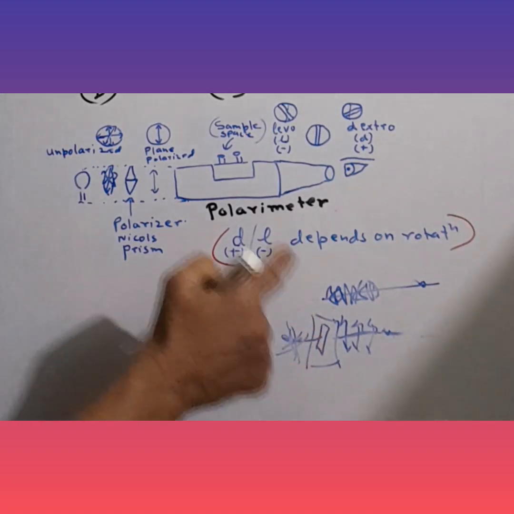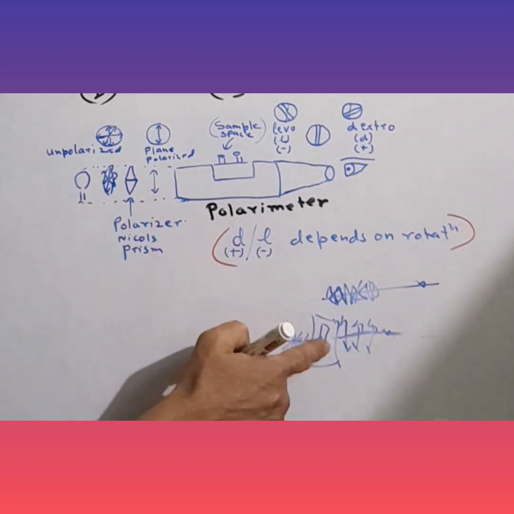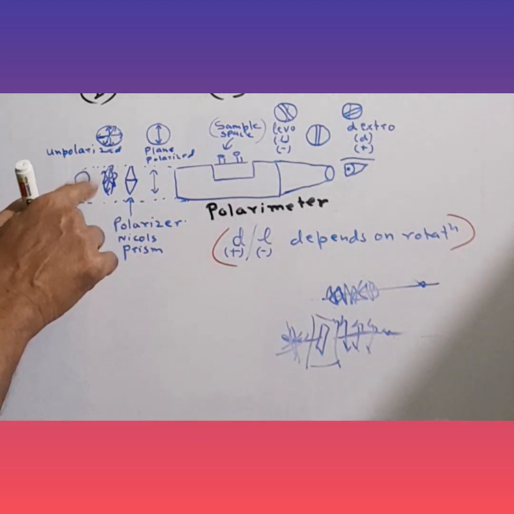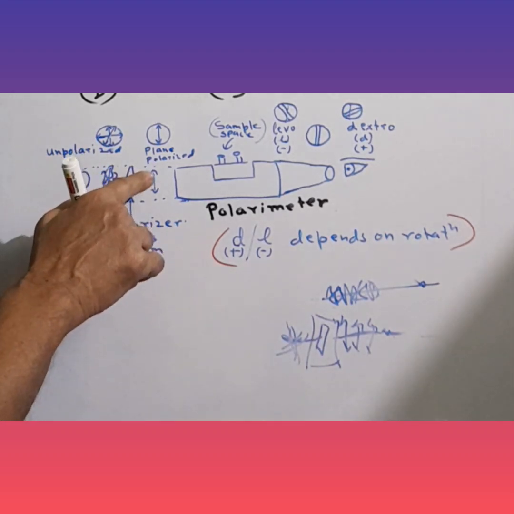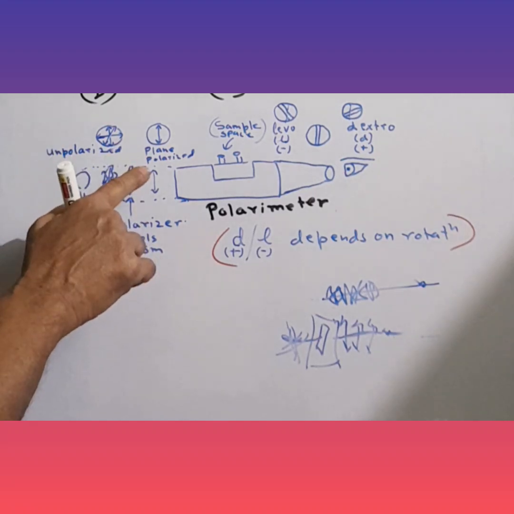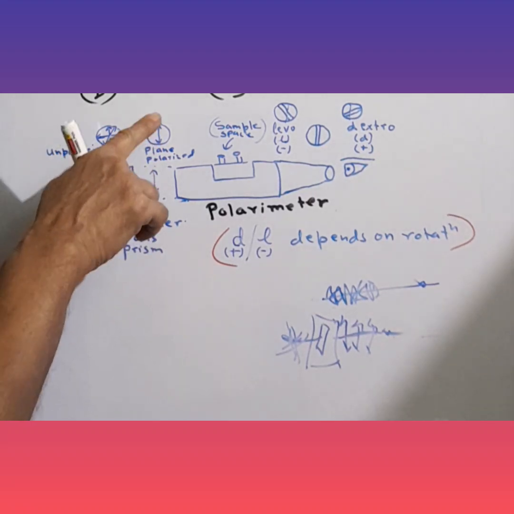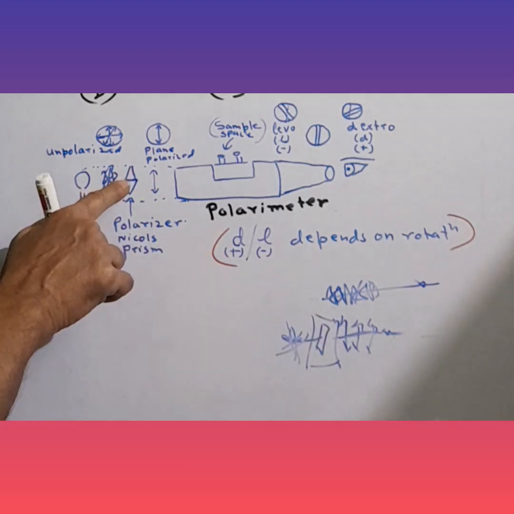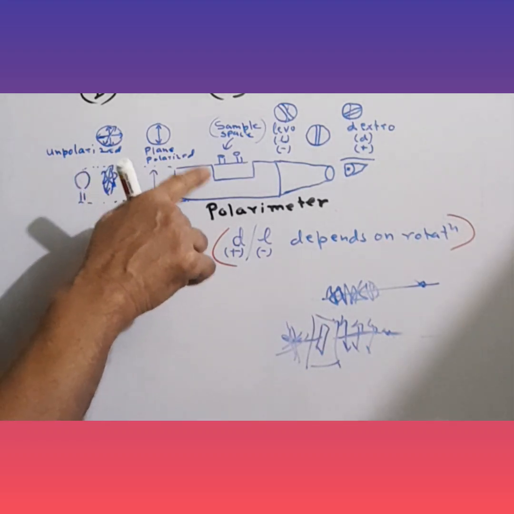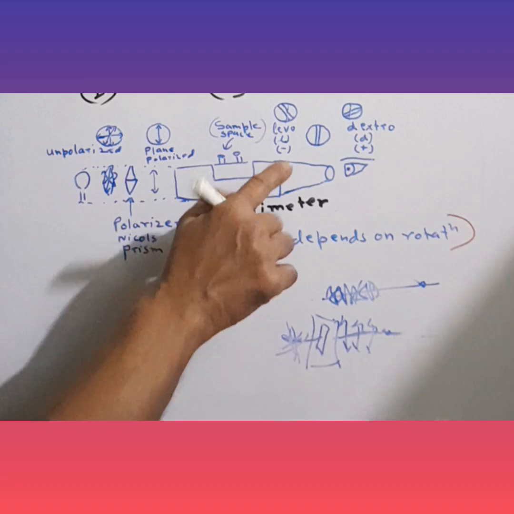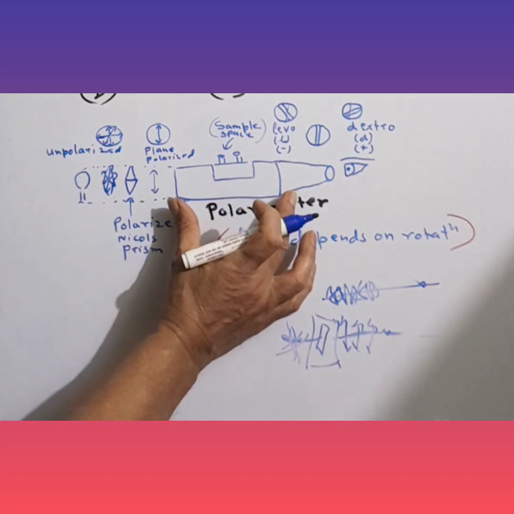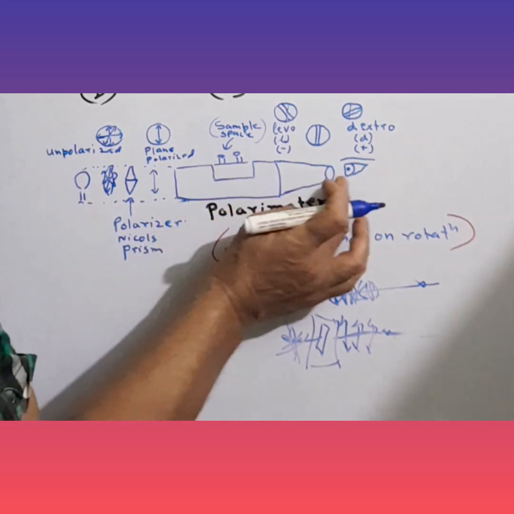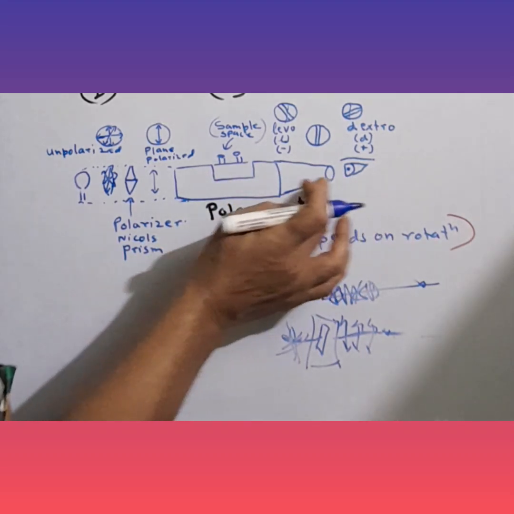So consider this to be the polarizer. That is what the polarizer does. It changes unpolarized light to polarized light, and it vibrates in the plane of the polarizer. It is just a simple one going like that, and it passes through this. This is the polarimeter tube. Here we place the sample, and this is the place from where we observe.